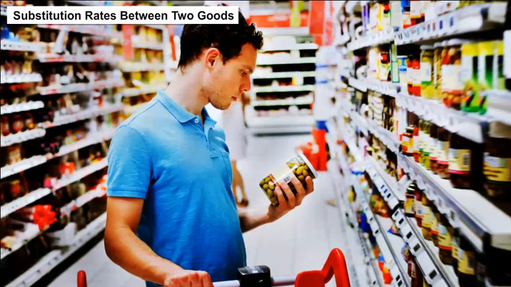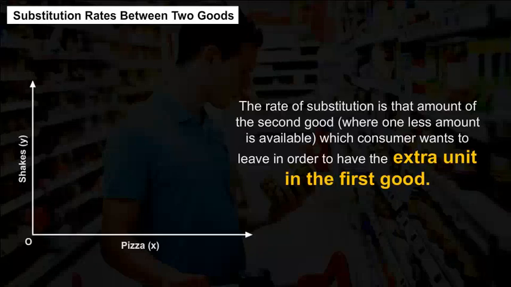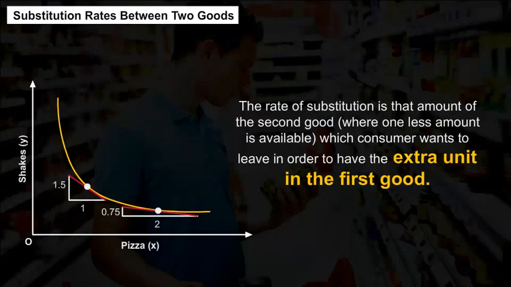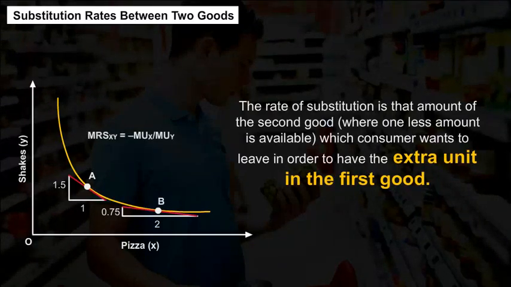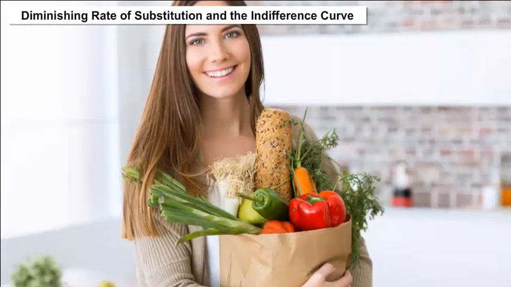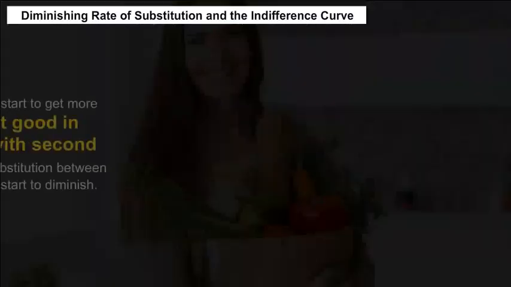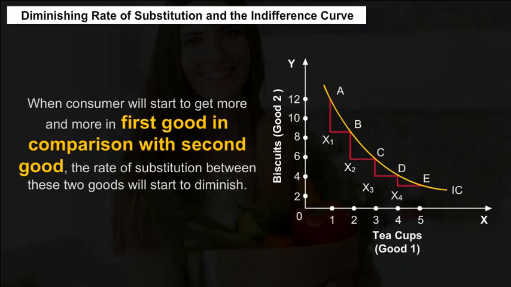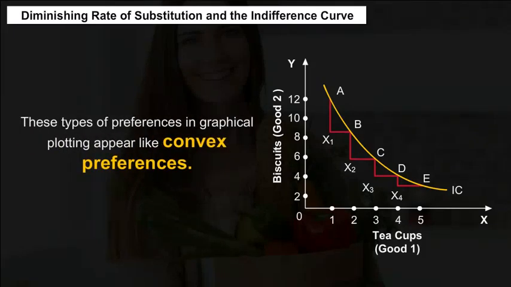Substitution rates between two goods. The rate of substitution is the amount of the second good which the consumer wants to give up in order to have an extra unit of the first good. Diminishing rate of substitution and the indifference curve. When the consumer starts to get more and more of the first good in comparison with the second good, the rate of substitution between these two goods will start to diminish. These types of preferences in graphical plotting appear as convex preferences.